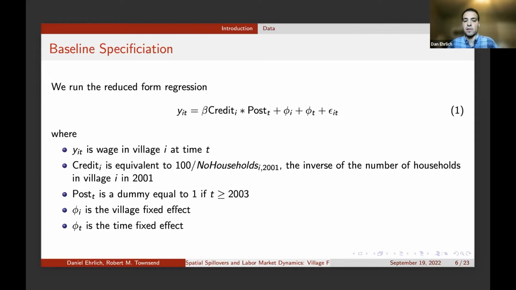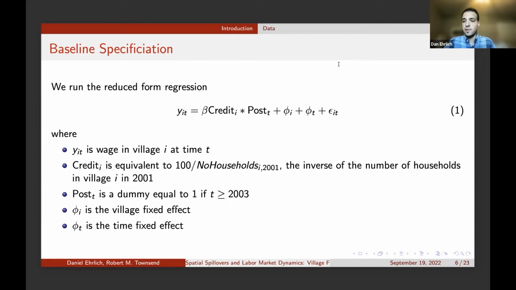So the baseline specification that we're going to run is equation number 1 on the screen. On the left-hand side, we've got the wage in village i at time t. And on the right-hand side, we've got beta, which is going to be one of the key parameters of interest, times credit, which is equivalent to the inverse population size of a village, times post, which is just a dummy for post-intervention, plus some fixed effects. So this is the baseline specification we're going to use, and we're going to expand it to study, for example, spillovers or heterogeneity in spillovers and things like that.